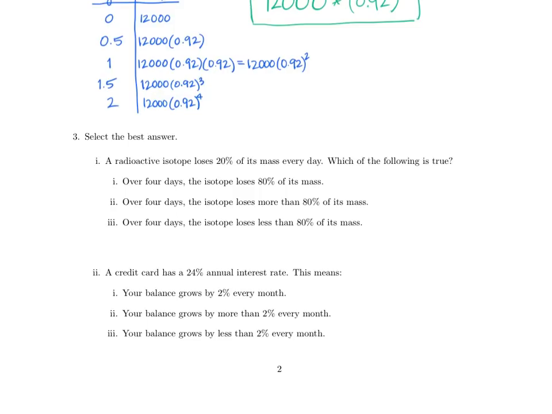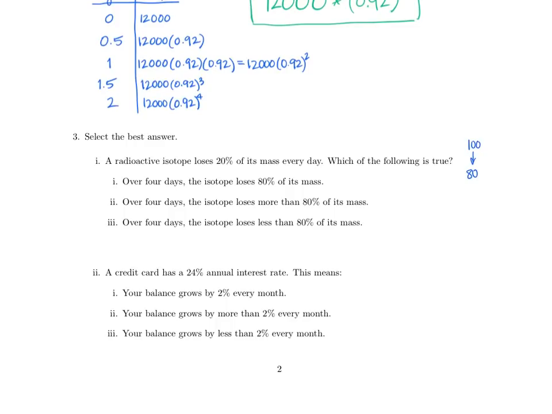Let's think about what it means to lose 20% of its mass every single day. Well, that means that if you start with something nice and easy to multiply by 0.8, remember, simulating that 20% decrease, how much is left over? I want to multiply by 0.8. Well, what if I started with 100 grams? And after a day, we have that 20% decrease. Well, 20% of 100 is 20. And so we're left with 80 grams after 1 day.